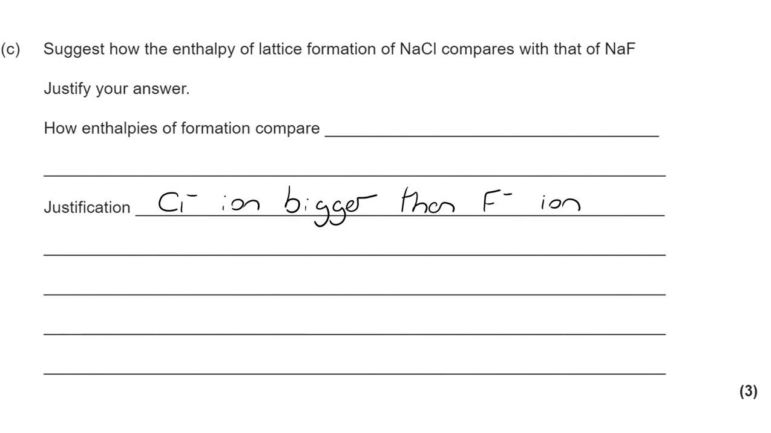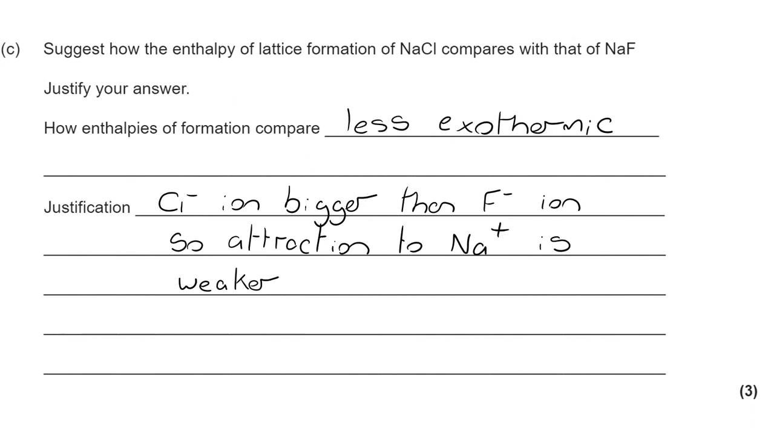The Na+ ions are identical, their charges are the same, it's the size of these ions that's important. Now because the Cl- ion is bigger, there's a weaker attraction to the Na+ ion within NaCl. The impact of that is that the formation enthalpy is less exothermic for NaCl.